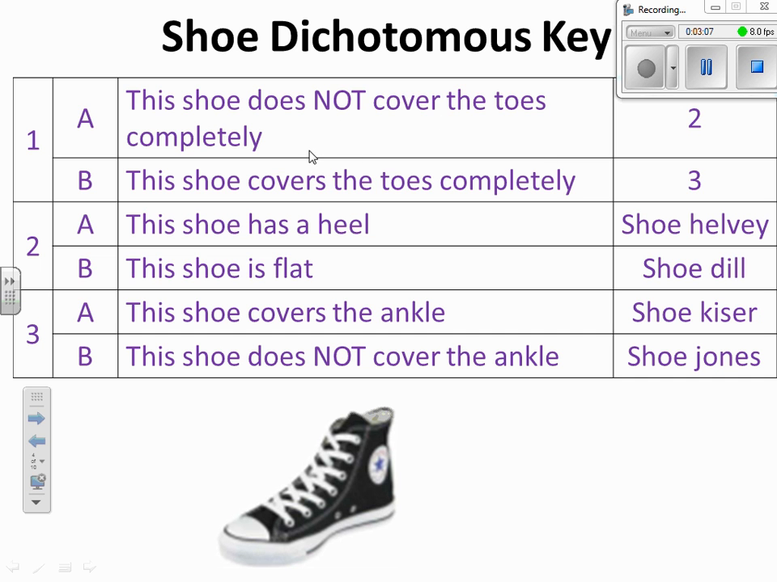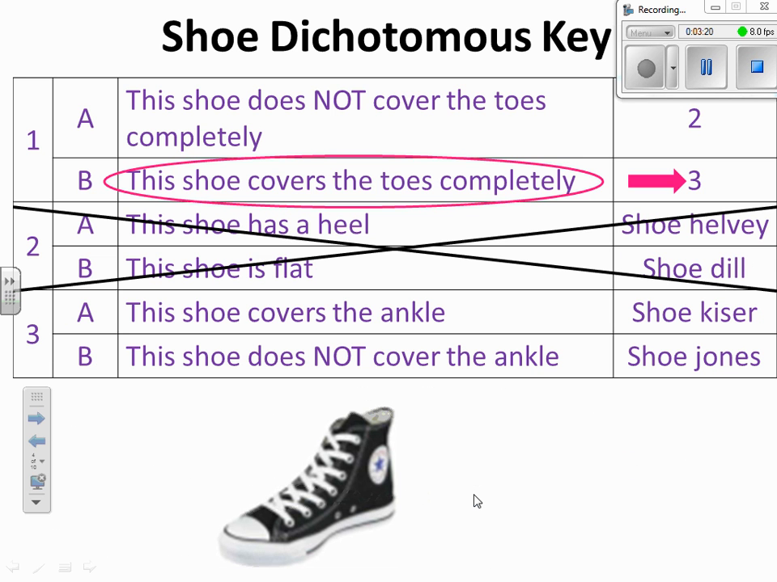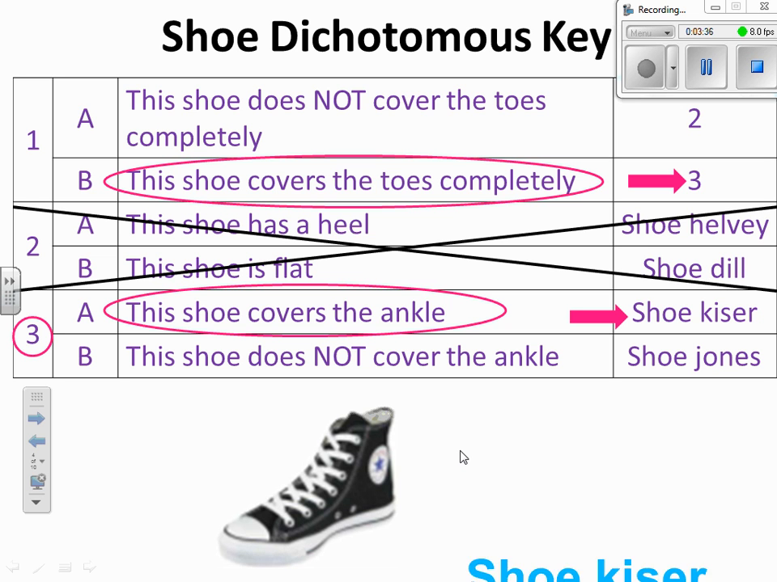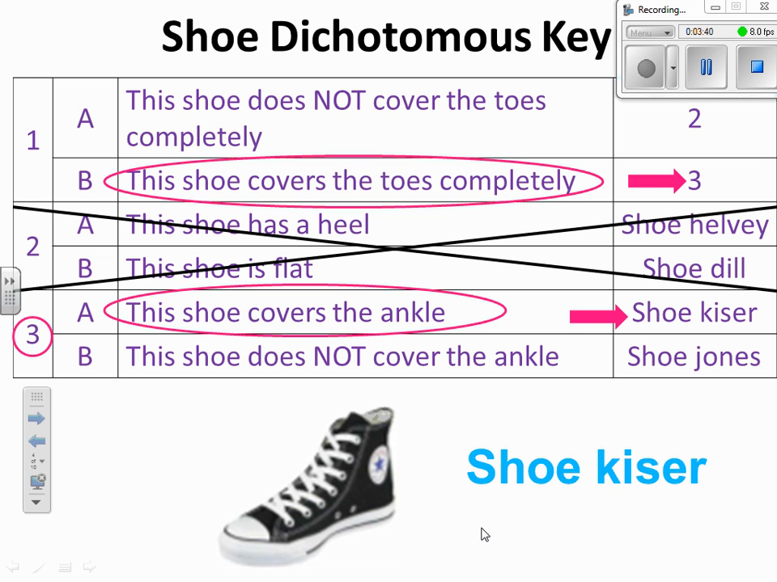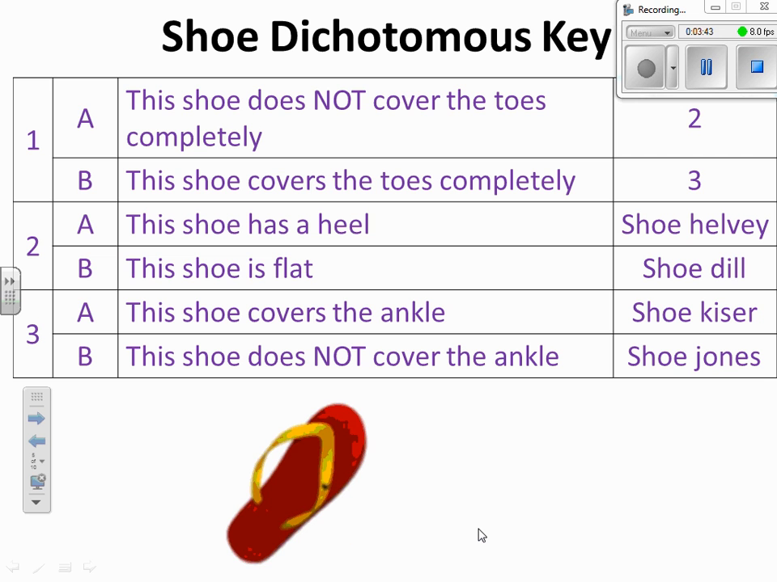This shoe does not cover the toe completely, or this shoe covers the toe completely. So I'm looking at this shoe and where the toe would be. It covers the toe completely, so I'm going to move to question number 3. I completely ignore question 2 because my yes says to go to question 3. So here we are at question 3. This shoe covers the ankle, or this shoe does not cover the ankle. This shoe would come up over the ankle, and so we have arrived at the scientific name, which is Shoe Kaiser.